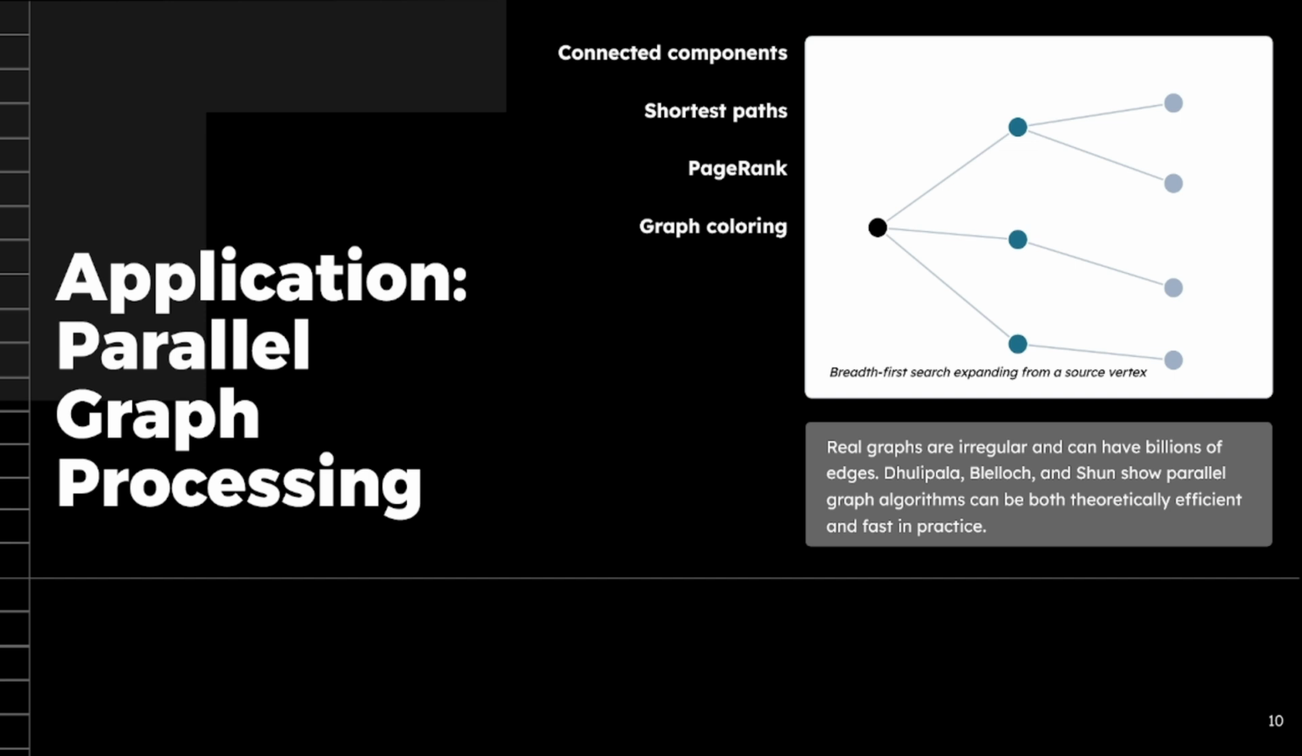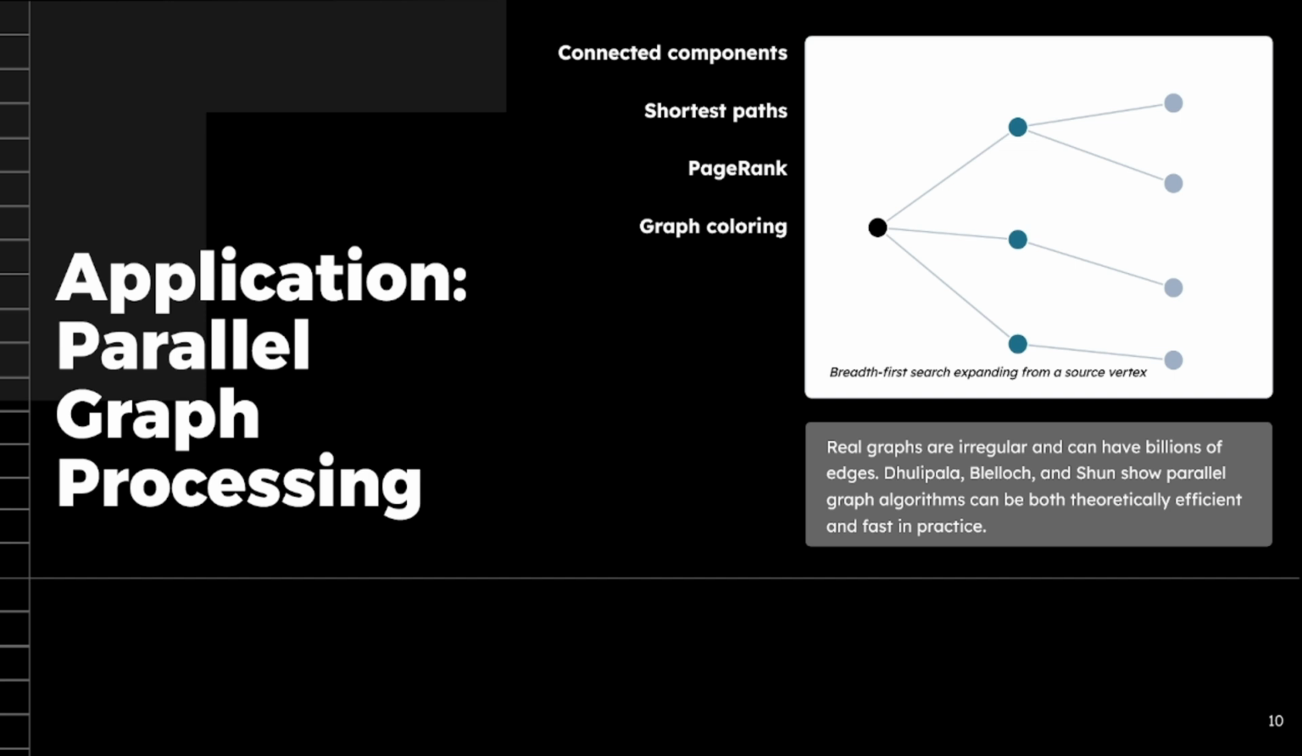The challenge is that real-world graphs can be massive, billions of vertices and edges, and they don't decompose as cleanly as, say, a matrix does, because the structure is irregular. Some vertices have thousands of connections, and others have just one or two.